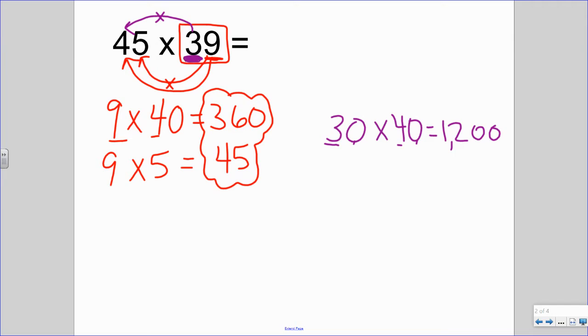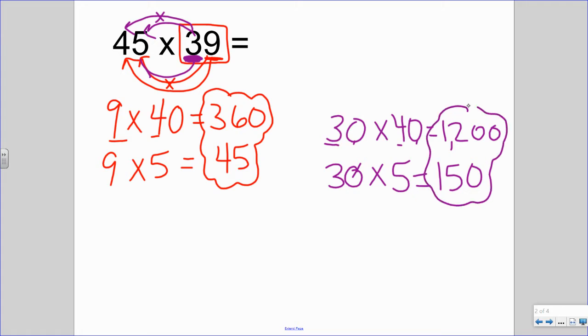Now I'm going to take the 3 again, which really is worth 30. Please remember that. And I'm going to multiply that by 5. And that 5 really is worth 5. So 30 times 5, that would be 15 with 1 zero. That would be 150. So now I know I have 4 parts of my answer, and I need to find a way to combine them. And I'm going to combine them in a way that makes sense to me.